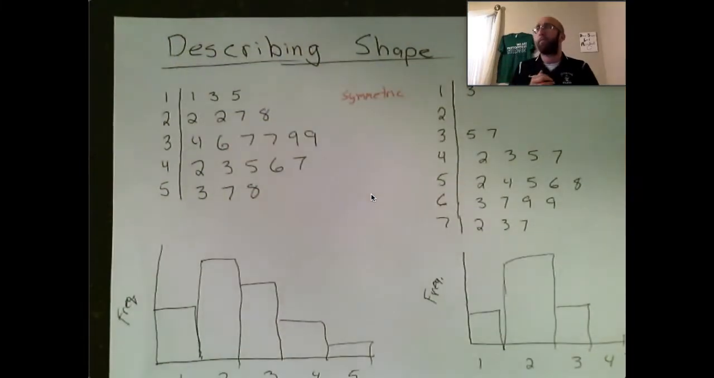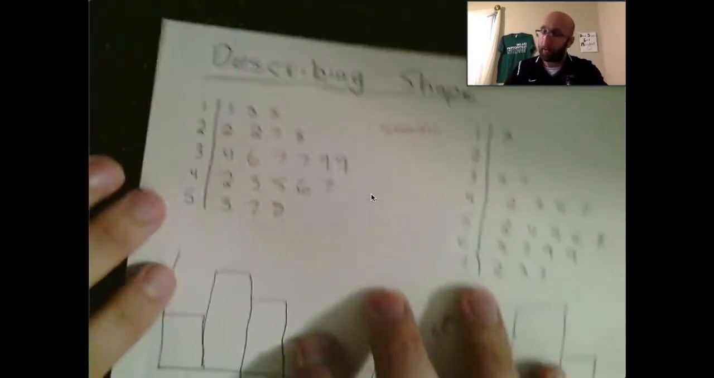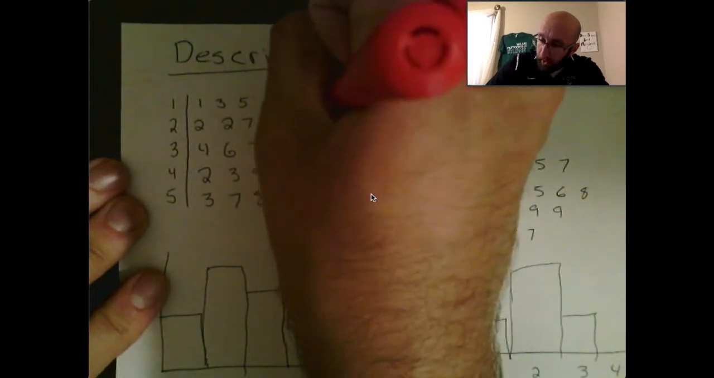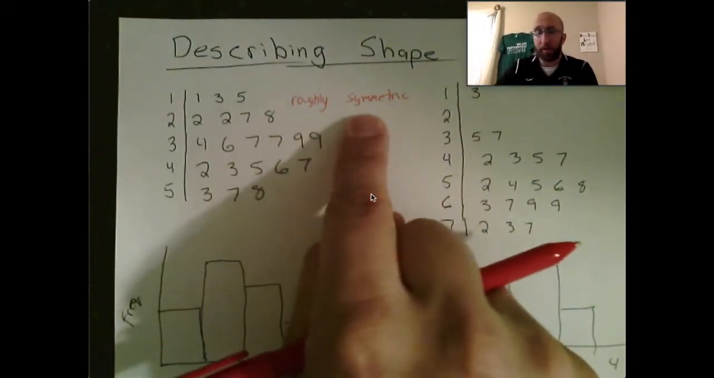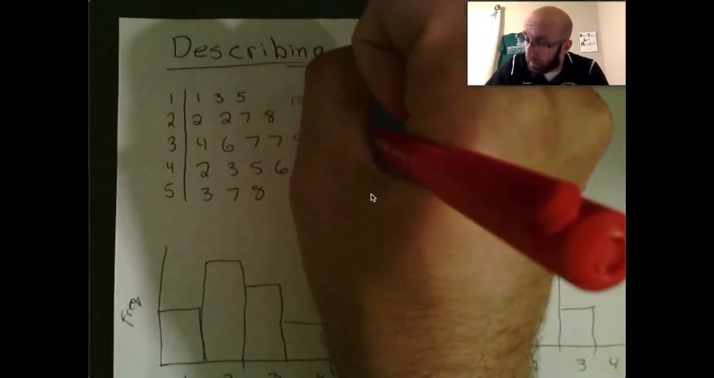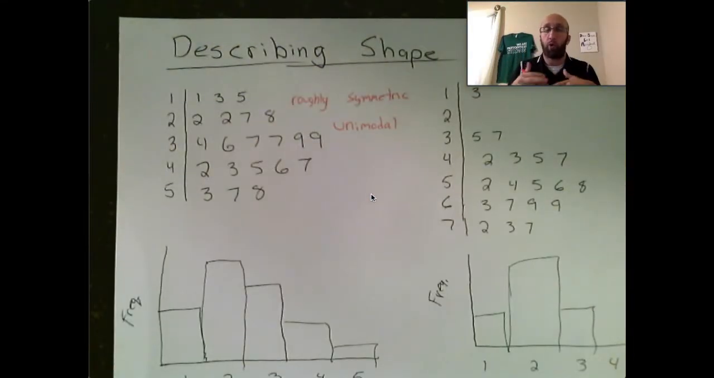But here's the deal. When you look at it, it really isn't perfectly symmetric, and most data sets out there are not going to be perfectly symmetric. So we're going to call that roughly symmetric. Nothing is ever perfectly symmetric, so we get away with it by saying roughly symmetric. The other thing we could see in this shape is, yes, there was one hump, so we're going to call it unimodal, which means there's one very pronounced hump there.